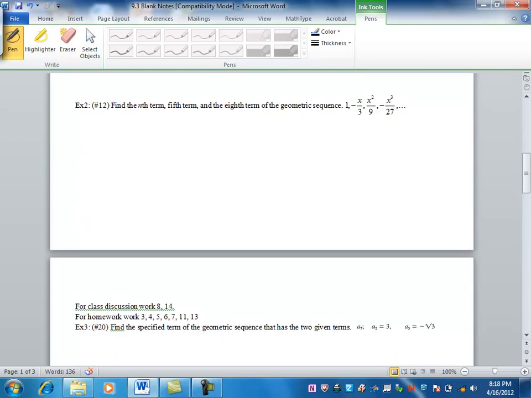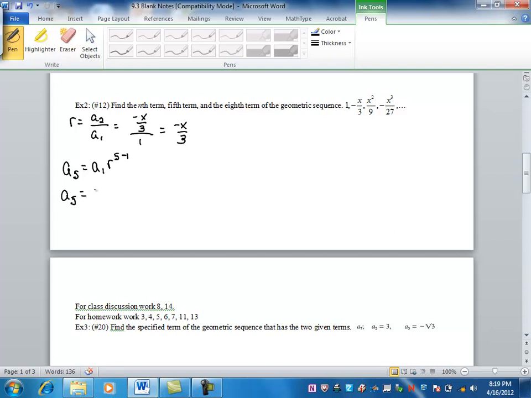We'll find the nth term, the fifth term, and the eighth term. We need to look for our ratio here. We'll look at the quotient of a sub 2 and a sub 1. Negative x over 3 divided by 1. Well, that makes it nice and easy. That's negative x over 3. And so looking for the fifth term here, we've got a sub 1 r to the 5 minus 1.